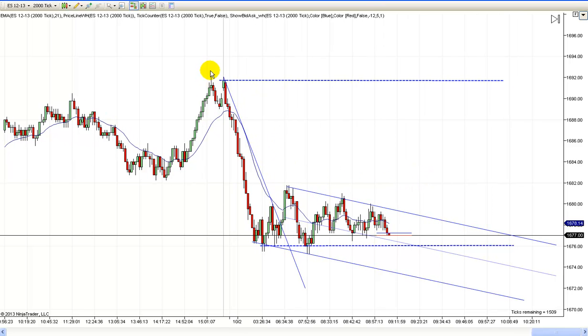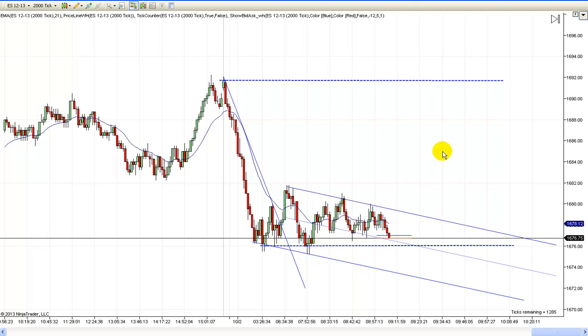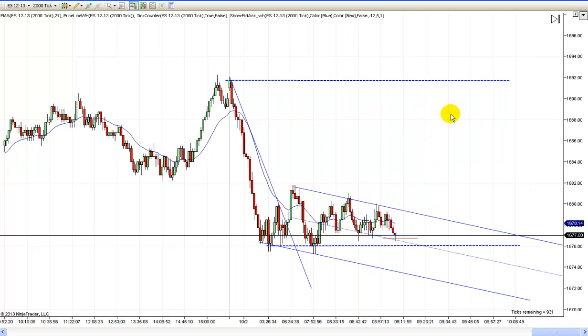So prices were coming down here. They found support. They've tested it several times. They tried to go higher, but they can't take it higher either. So they'll keep going back and forth and testing here until they finally get through, and then they'll head to another, and then they'll be seeking out the next.